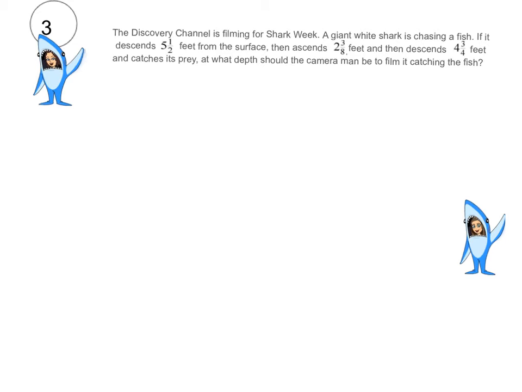So ascending and descending. Descending is going to be negative, so we've got 2 descends here, and ascending is actually going to be positive. If I were to write this whole number sentence out, he starts at negative 5.5 feet. Then he ascends, so that's a plus 2 3/8.